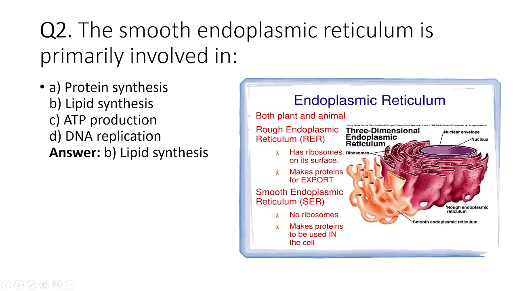The absence of ribosomes makes the endoplasmic reticulum smooth. The smooth endoplasmic reticulum is involved in lipid synthesis. It also stores lipids including cholesterol and phospholipids, which are used in the production of new cellular membrane.